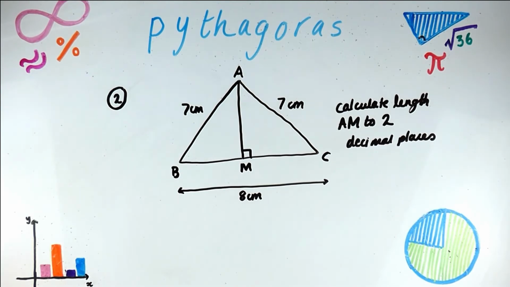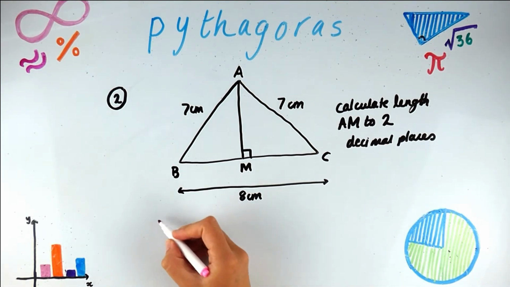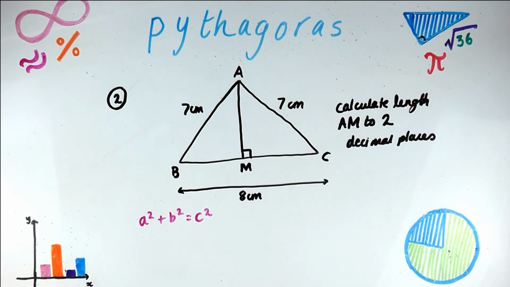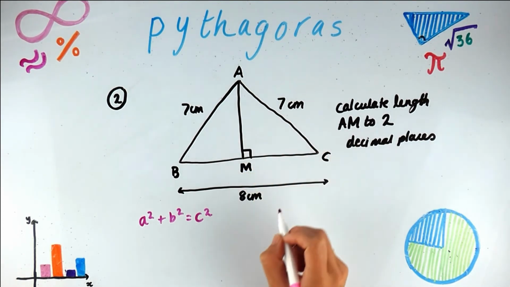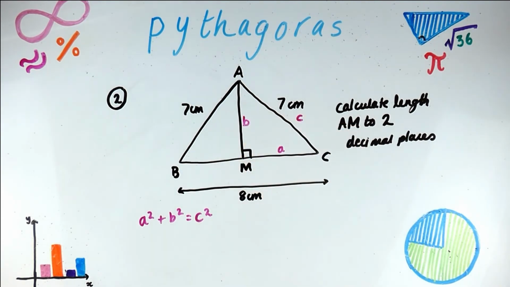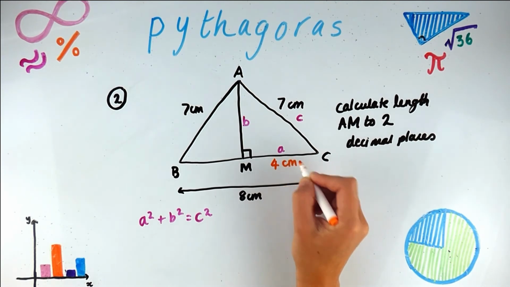Okay, so we'll start by writing out the formula. Then we want to put A, B and C on the diagram. So if we take this triangle as our triangle that we're going to work with, now in this example we want to find the length A, and we've got the length of BC, which is 8 centimetres, and so A is just half of that, so that's 4 centimetres.